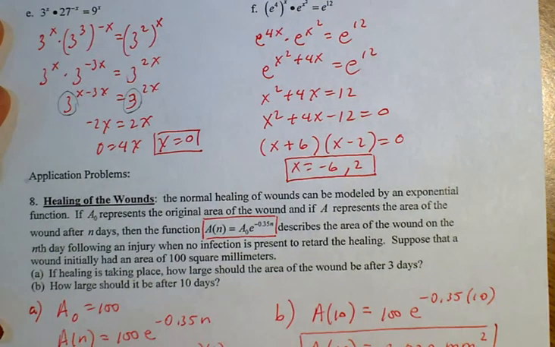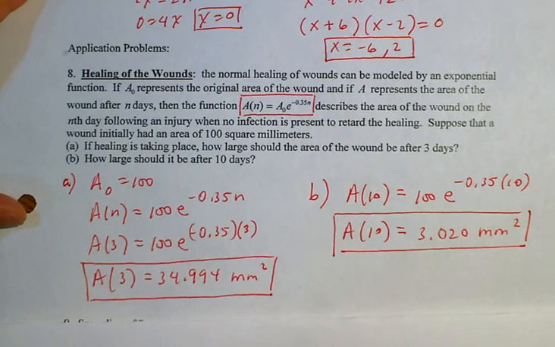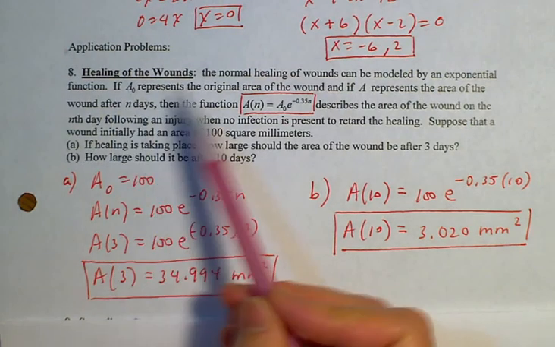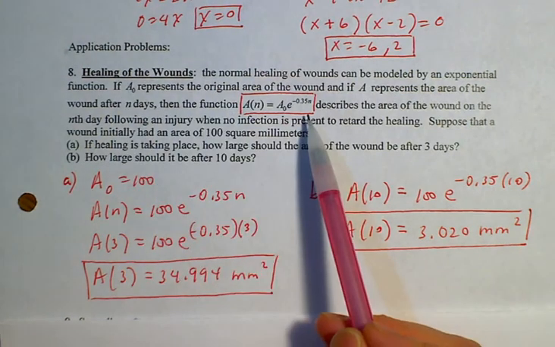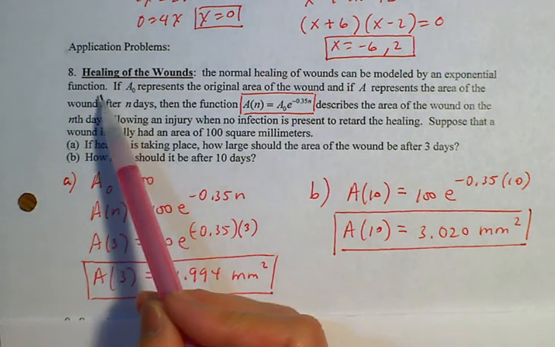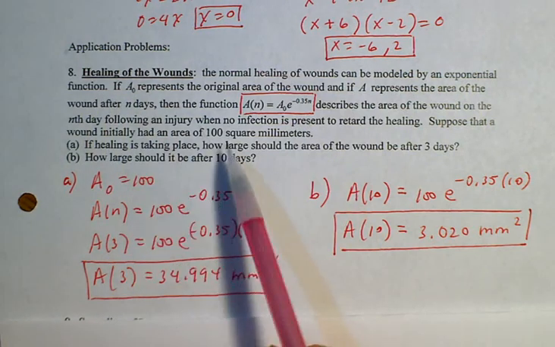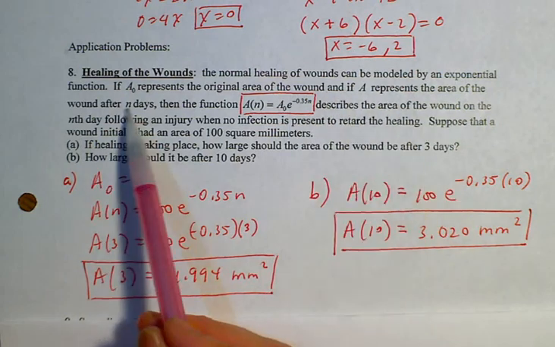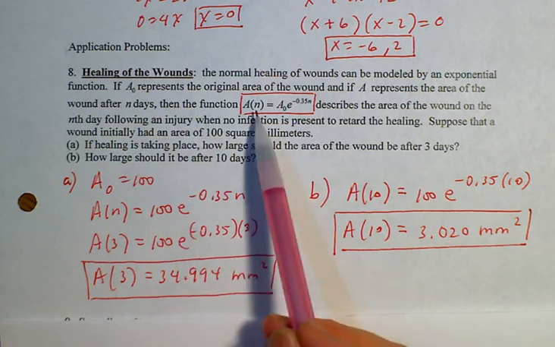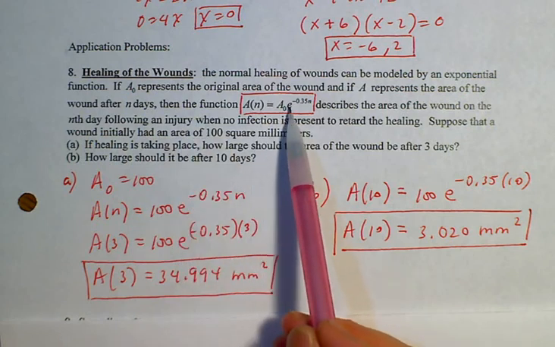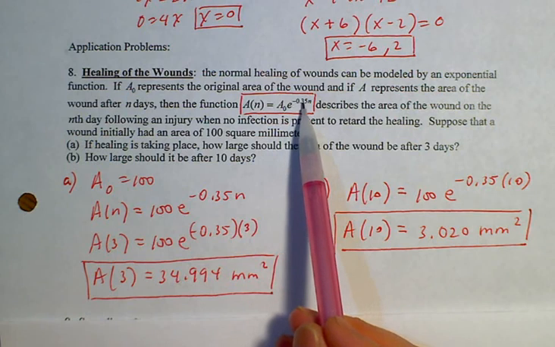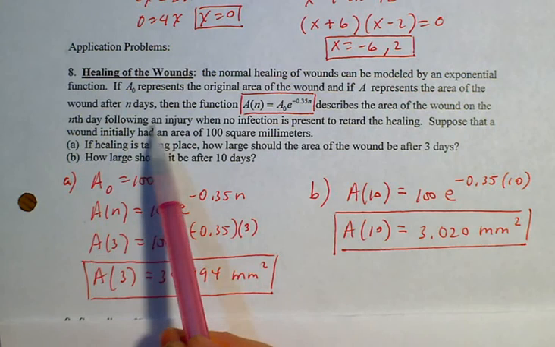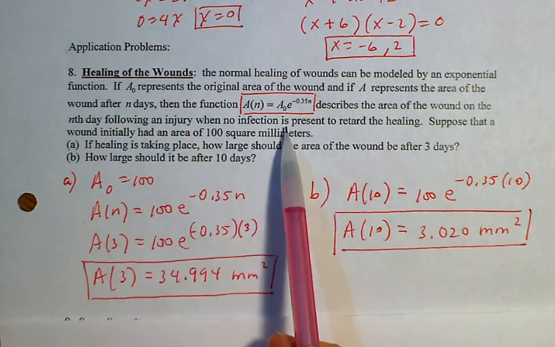Okay, the next are two application problems. So the first is the healing of the wounds. The normal healing of wounds can be modeled by an exponential function. If a sub 0 represents the original area of the wound, and if a represents the area of the wound after n days, then the function a sub n is equal to a sub 0 e raised to the negative 0.35n describes the area of the wound on the nth day following an injury when no infection is present to retard the healing.